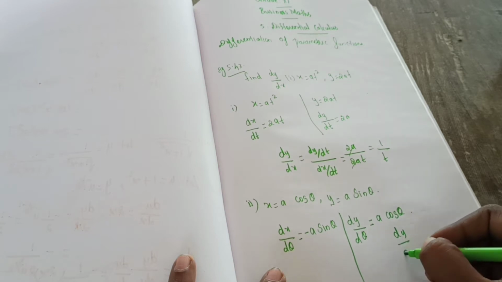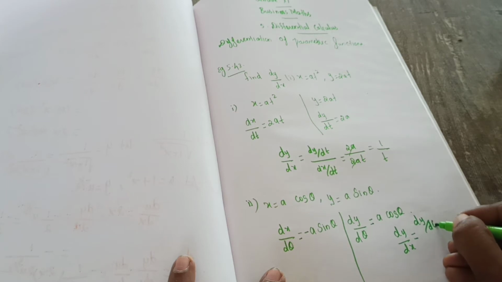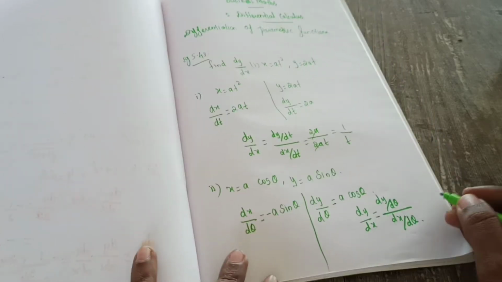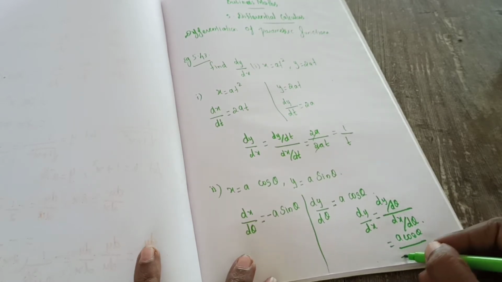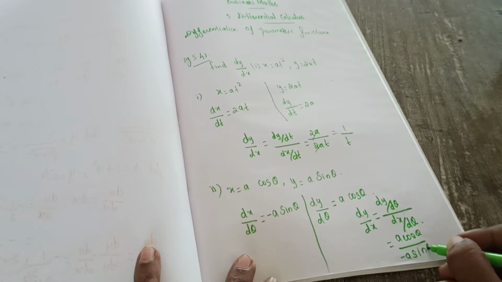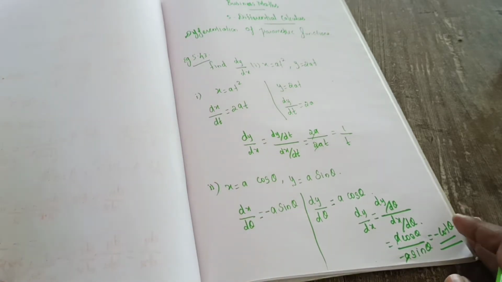So dy by dx, you can use theta, otherwise t, both are proper. So dy by d theta divided by dx by d theta. So what's the answer? Equal to a cos theta divided by minus a sin theta. So a will get cancelled. Cos by sin means cot. So minus cot theta. This is the required answer. Understand, students? Next one.